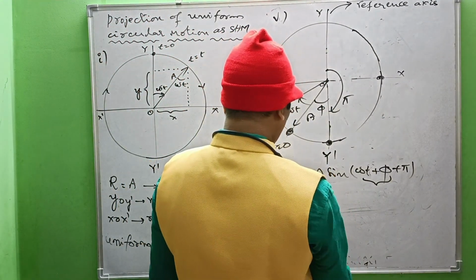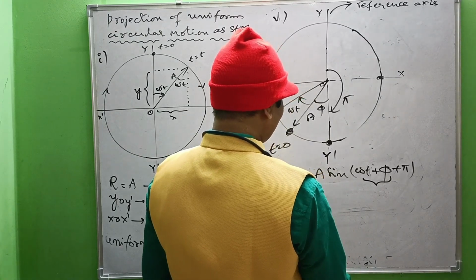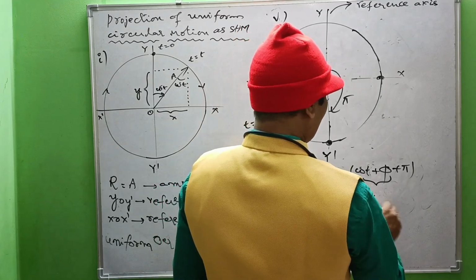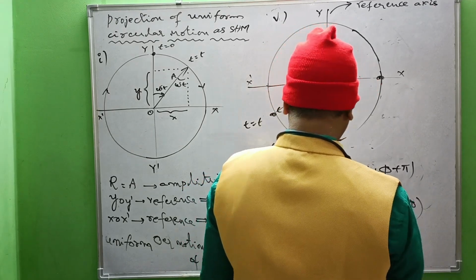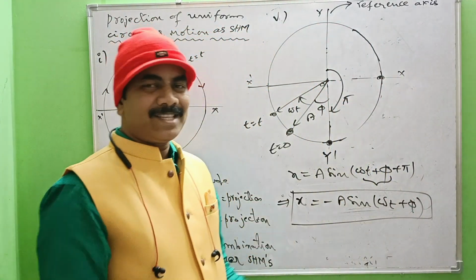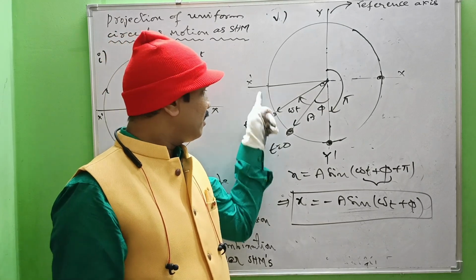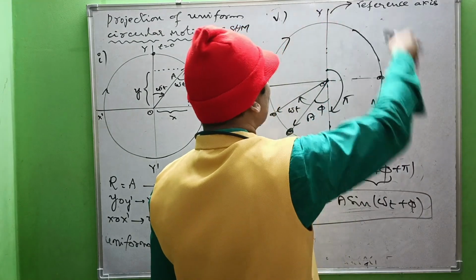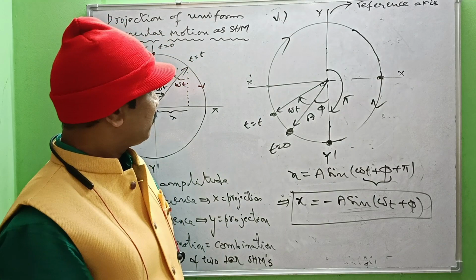So x ultimately can be written as x equal to minus a sin of theta. Theta means what? Omega t plus pi. This is the valid expression for this situation. What is that situation? Initial and some other later instant in the third quadrant, like this, with clockwise sense of revolution of the particle. So this is the valid expression.